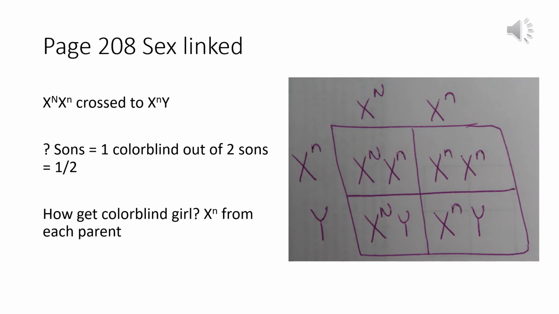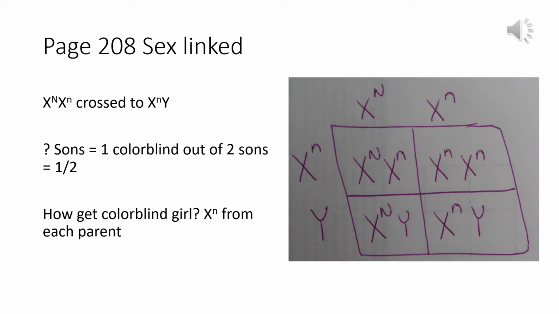The next question is what proportion of their sons will be colorblind? Ignore the girls for just a moment. We'll look at that bottom row there. We've got one with X with a big N and a Y. Oh, that's normal vision. X with a little n and a Y. Ooh, colorblind. The proportion of sons that will be colorblind is one colorblind son out of 2 sons, so 1/2.